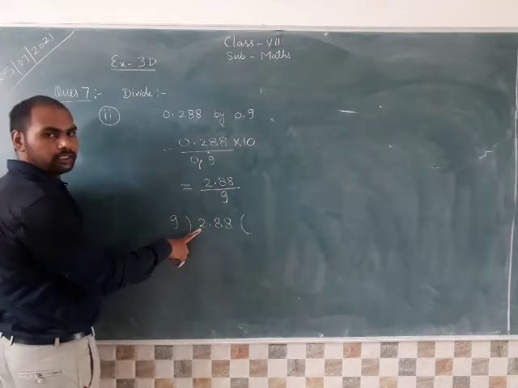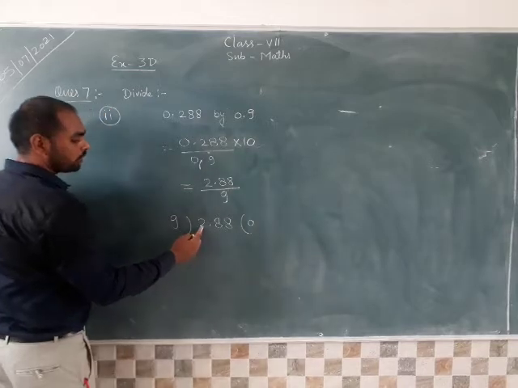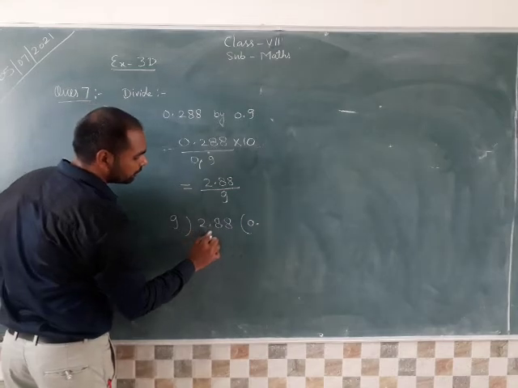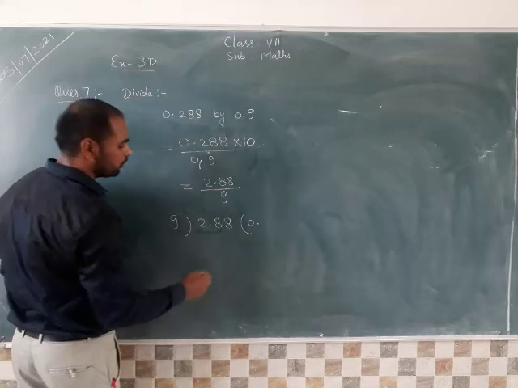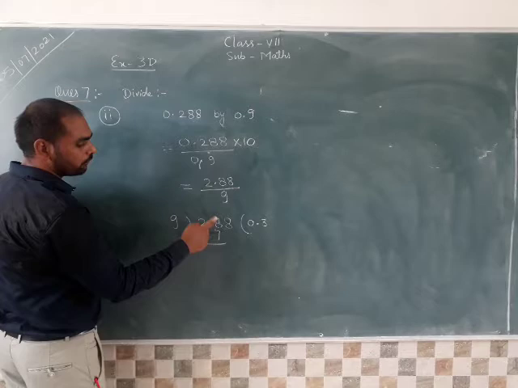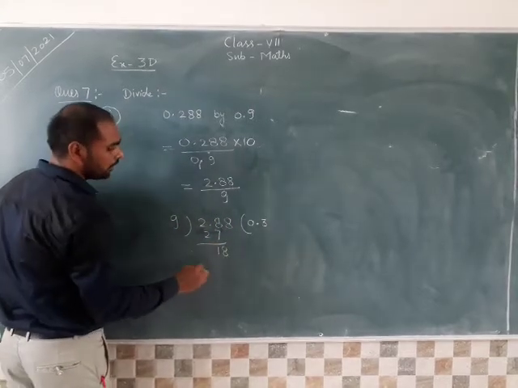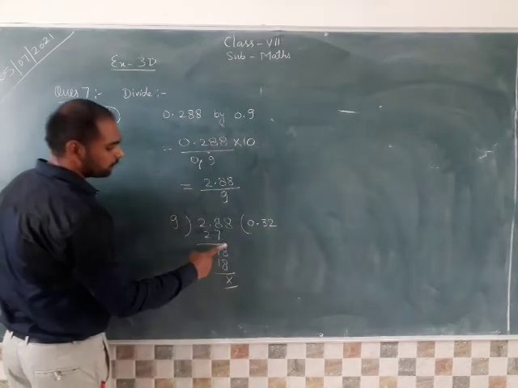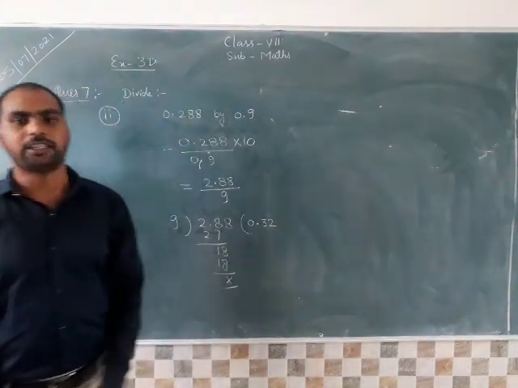Here 2 is not divisible by 9, so we will mark 0 in the quotient. After 2 there is a point, so we will mark the point in the quotient and it becomes 20. Now 28 is divisible by 9, so 9 3 is 27. Now we subtract 27 from 28, we get 1 as remainder. Now carry 8 and 9 is 18. When we subtract 18 from 18, we get 0. So our answer is 0.32.